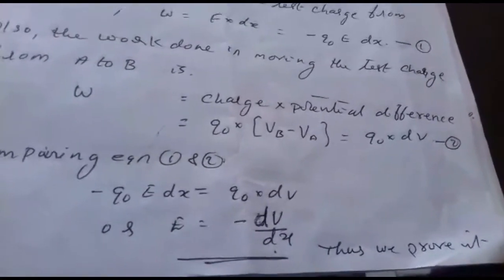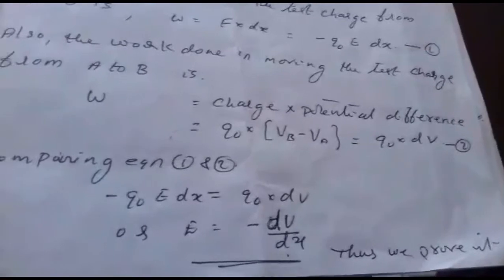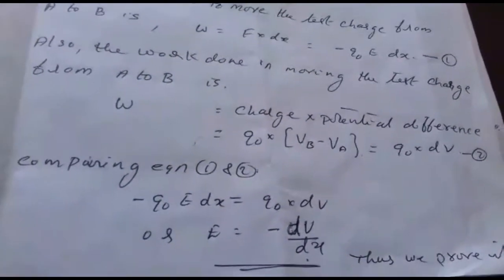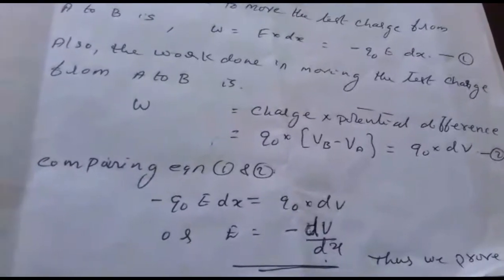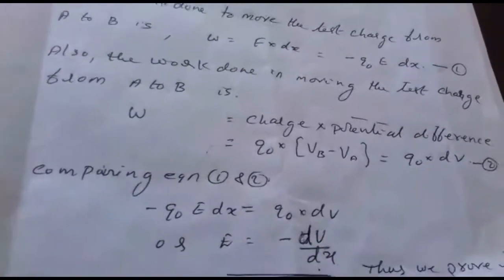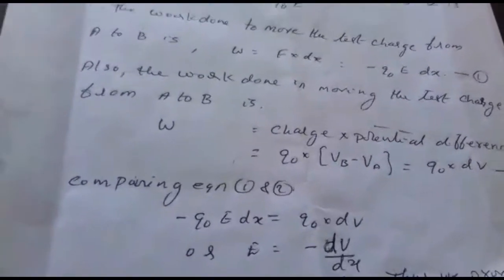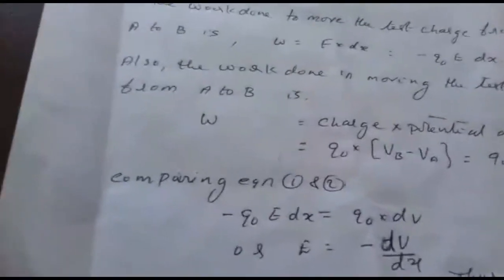What is potential gradient? The change in potential with respect to distance is called potential gradient. The unit of electric field is Newton per Coulomb.